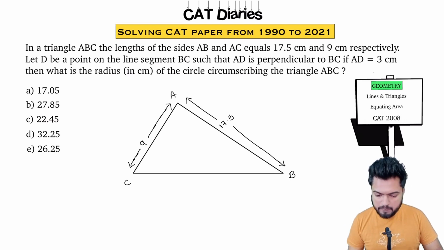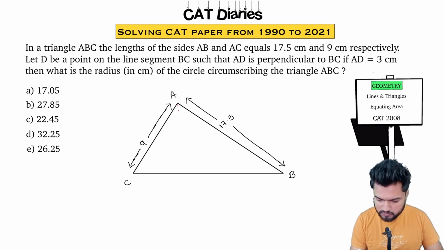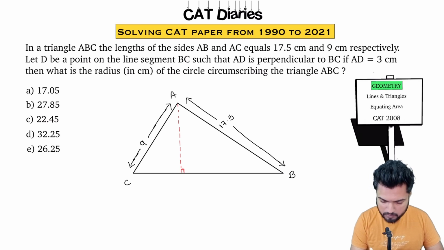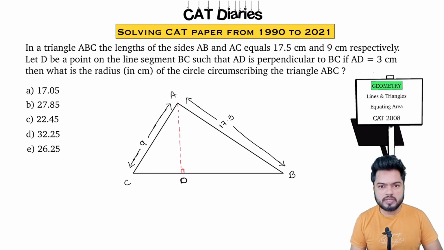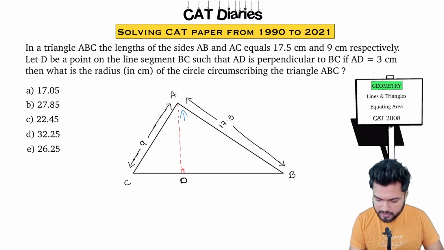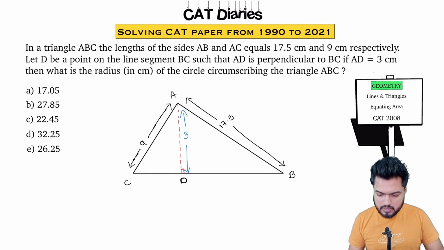Let D be a point on the line segment BC such that AD is perpendicular to BC. So AD is perpendicular to BC means from A, I will have to draw a perpendicular on BC and put this point as D such that AD is perpendicular to BC. Okay, so that is a condition that I have till now. If AD is equal to 3, so this length is also given to me as 3. So AD is equal to 3. Then what is the radius of the circle circumscribing the triangle ABC?